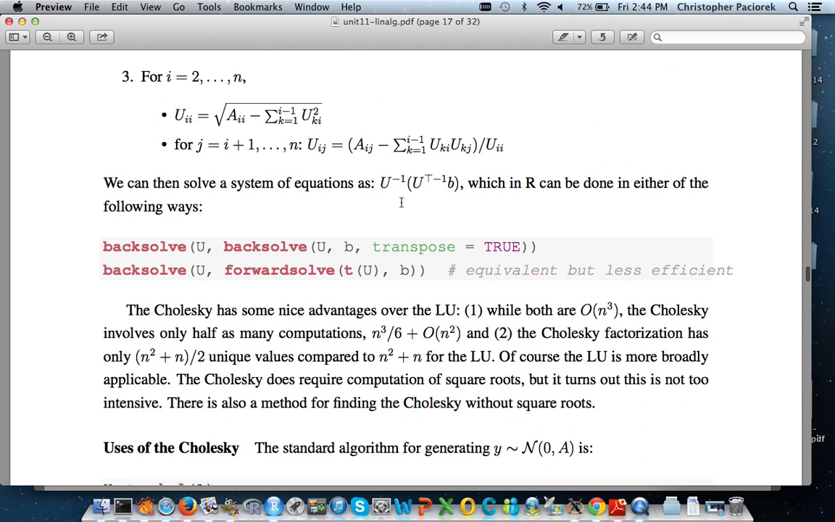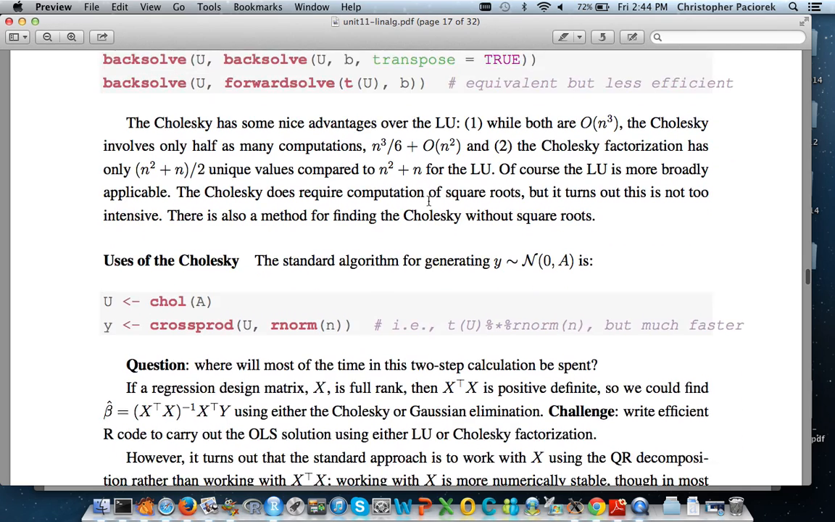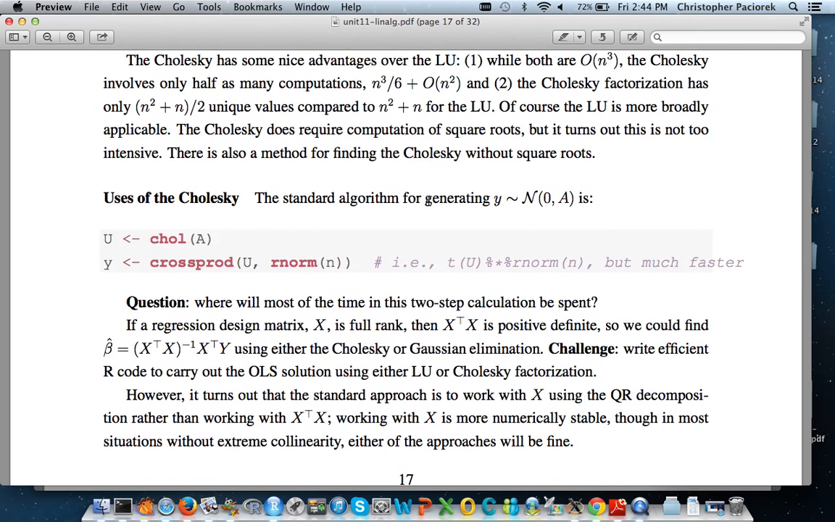So if I did want to solve a system of equations with a Cholesky decomposition, here's what I just wrote over there, and here's the R code that goes along with it if I wanted to do this in R. Here's another response to Guang's question. Suppose I said to you, I want to generate y such that y is multivariate normal 0 with covariance matrix A. And I say, okay, go do it.